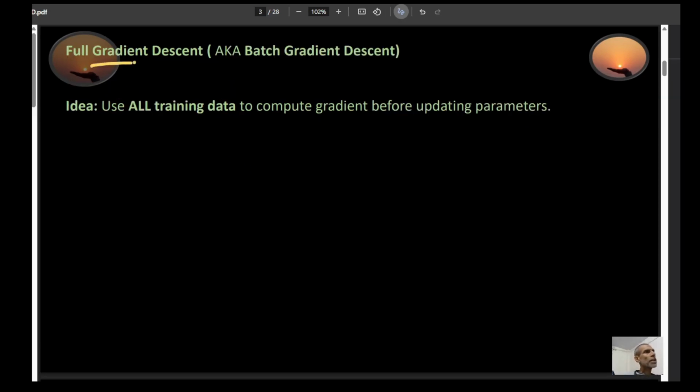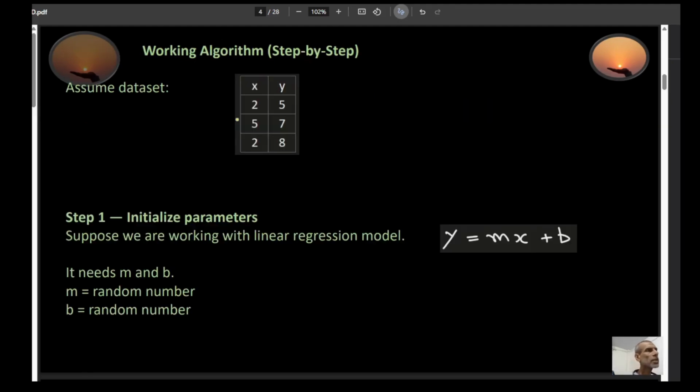Now, the full gradient descent, another name for that is batch gradient descent. And the idea is that you use all the training data to compute the gradient before you update your parameters. And this is the working algorithm.